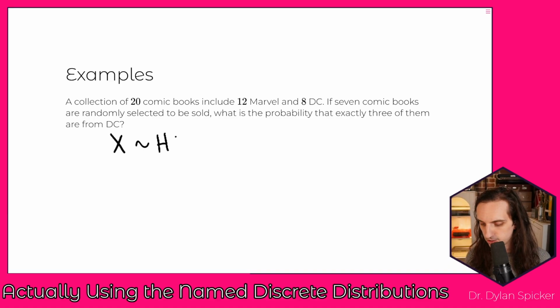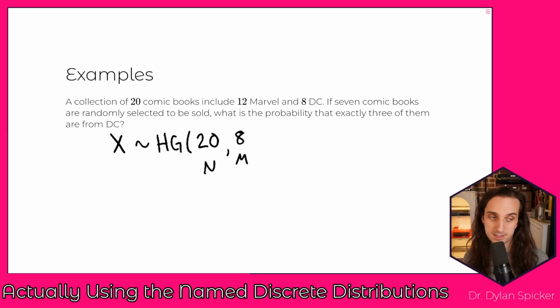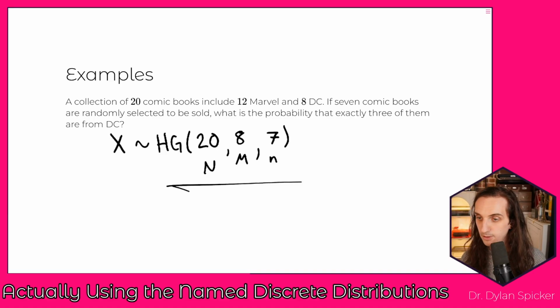This is hypergeometric, and we're going to have a total of 20 comics, so this right here is N. Of those 20, 8 of them are DC, so that's the number of successes, that's M. And then we need to know how many of them are being sold. That is 7, that is little n here. From these parameters, we could answer any probability question that we want. In particular, we want to know, what's the probability that X is equal to 3?